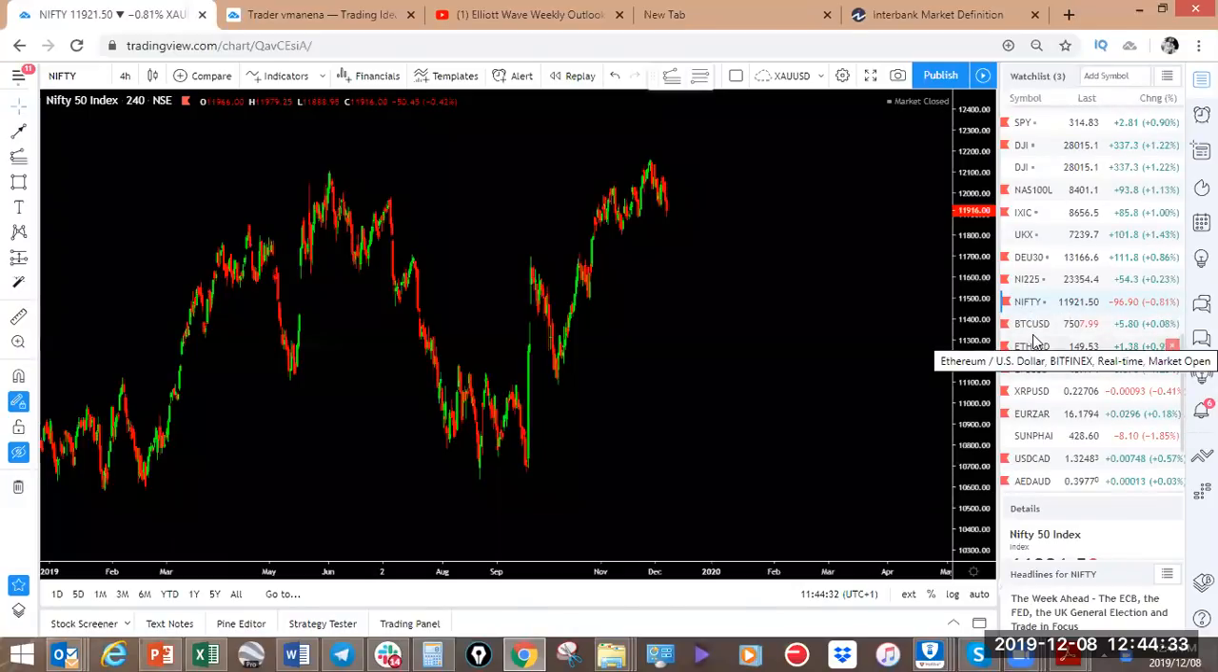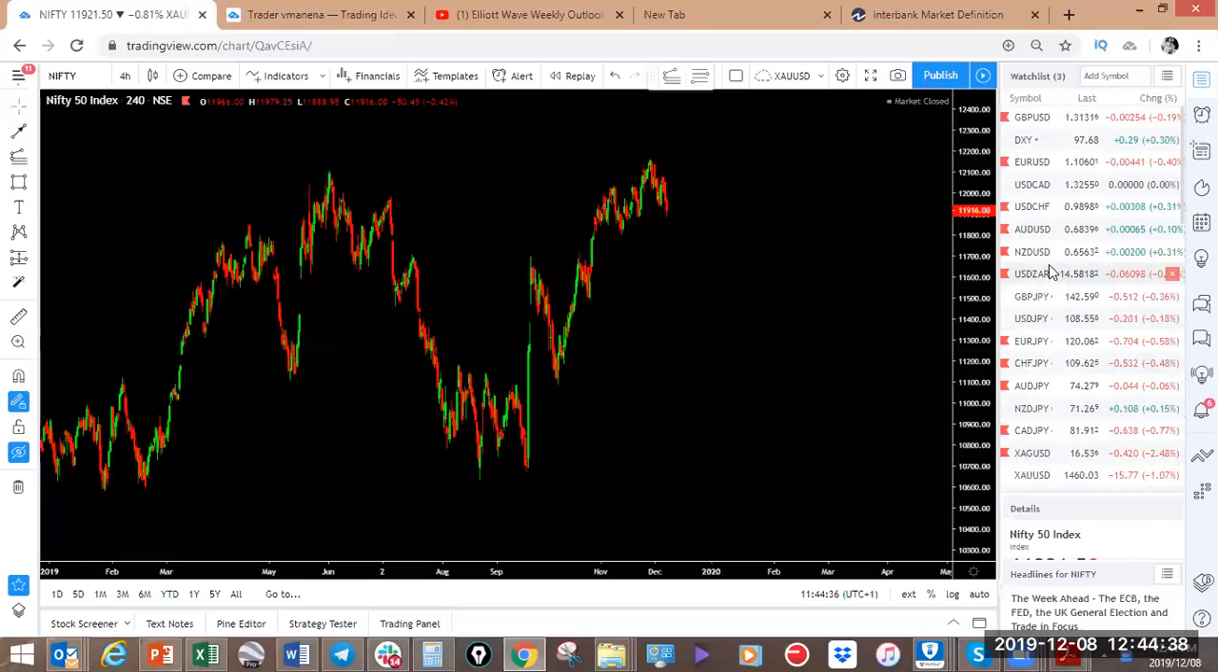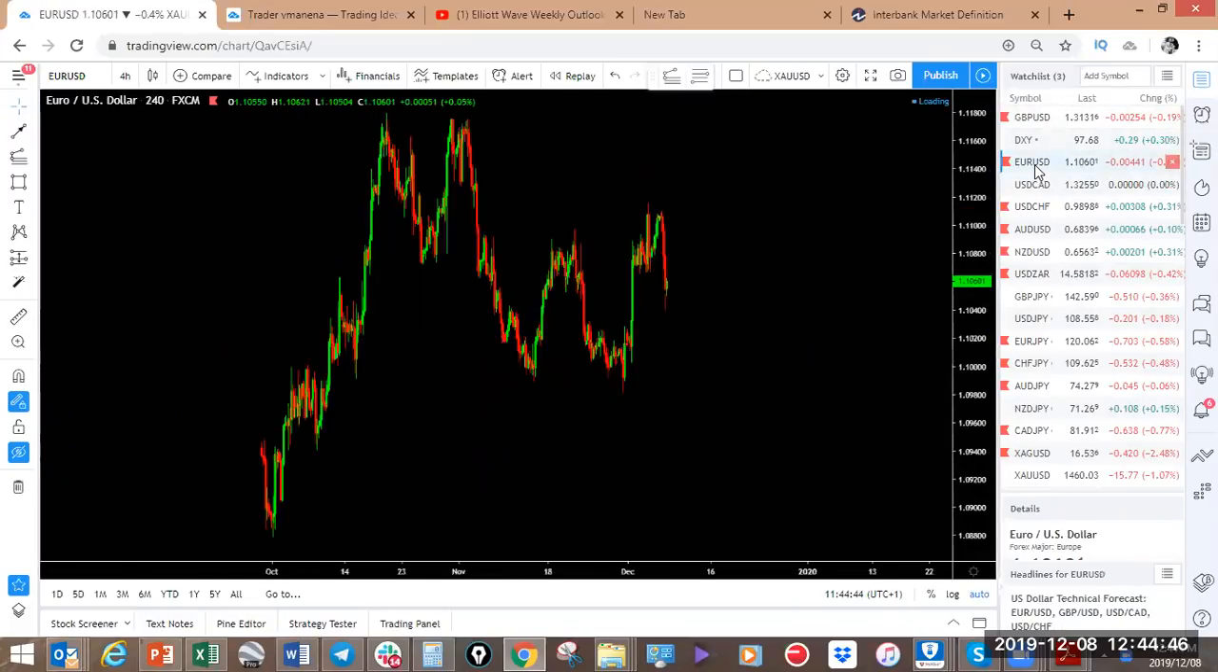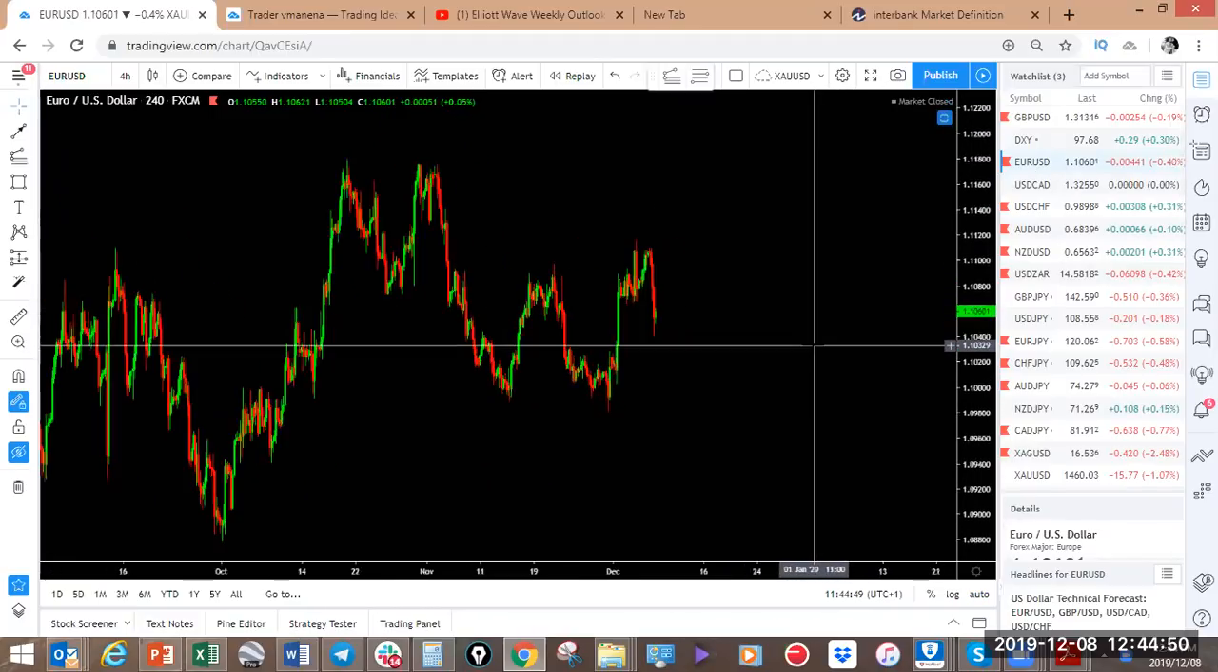Okay, so now those are the indices. Now let's look at the majors. Right, so we'll start with Euro US dollar. Let's look at Euro US dollar and see where we were last week.